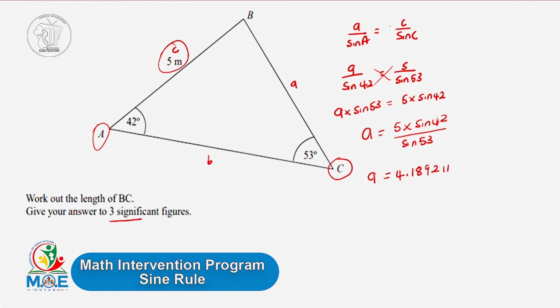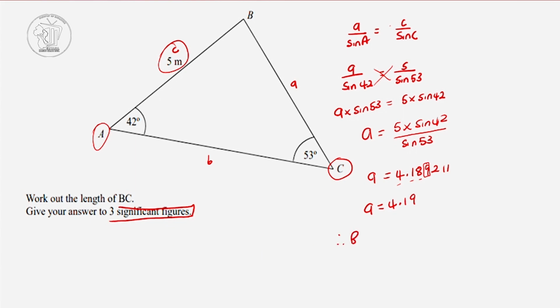4.189211. They want our answer correct to 3 significant figures. So we count 3 numbers, 1, 2, 3. And we see the next number is 9, so we add 1 to the previous number. So we'll have A being equal to 4.19. So we can say therefore BC is equal to 4.19 as the answer. And that is how we answered this question.